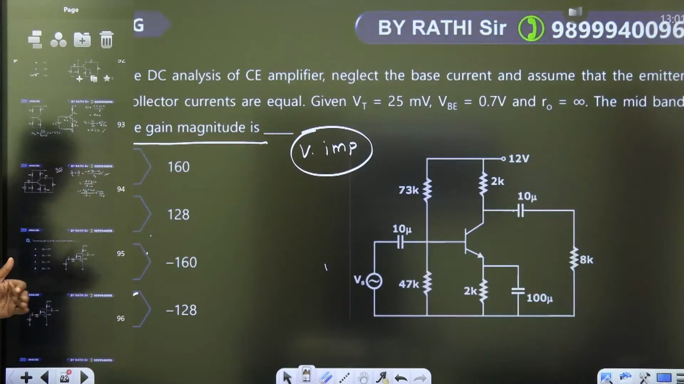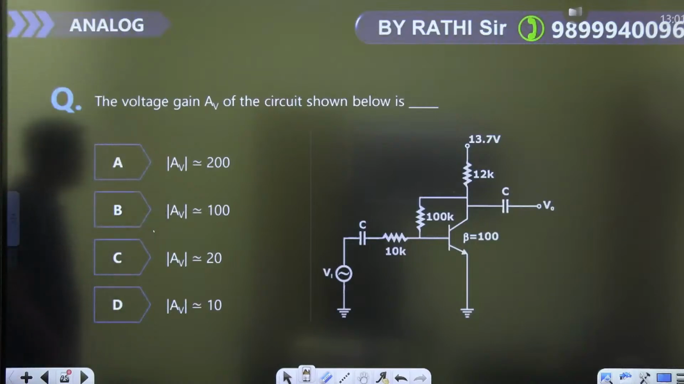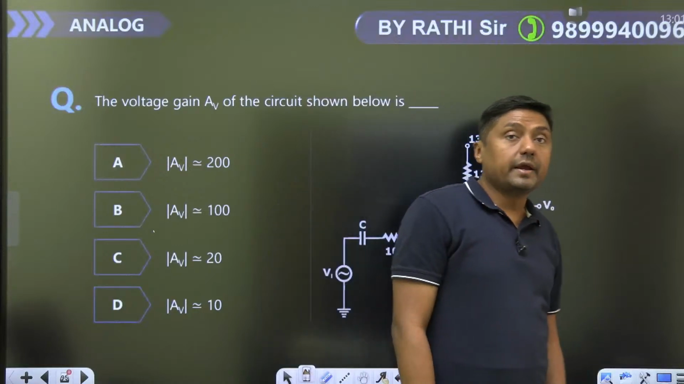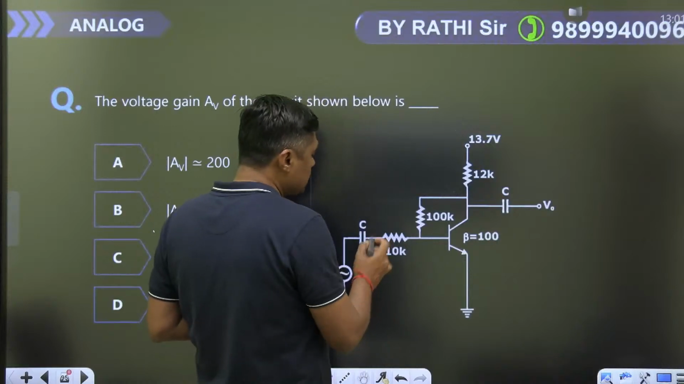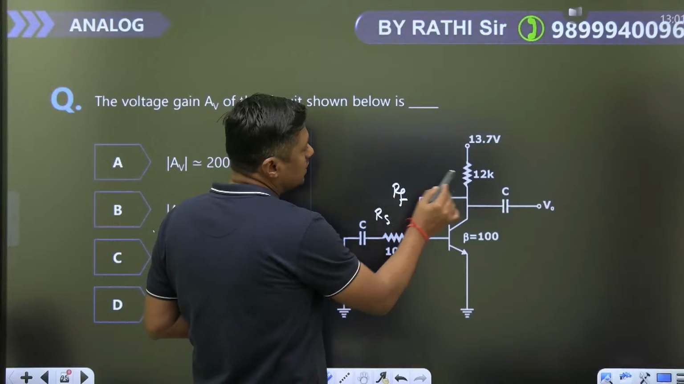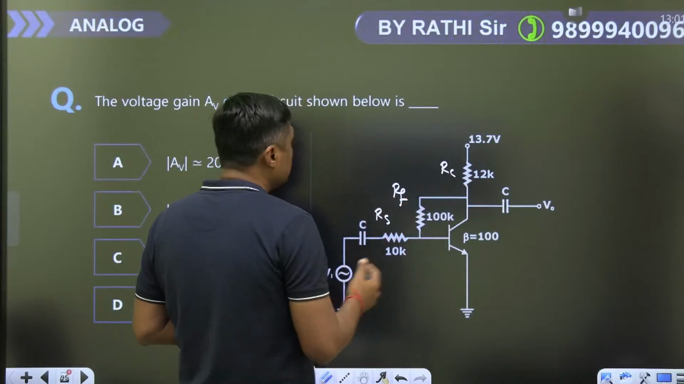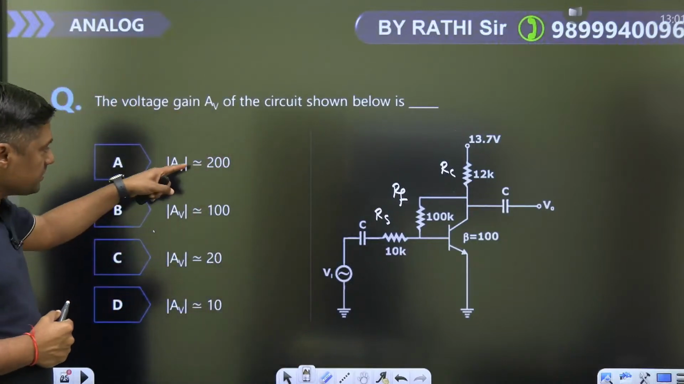Then the second type of diagram is like this. Collector based bias circuit, guys. In electrical engineering, that was the previous year question. Second type of diagram. Here 10 kilo ohm, RS is connected here. This is the RF, this is the RC, beta is given 100, voltage gain AV of the circuit given below.